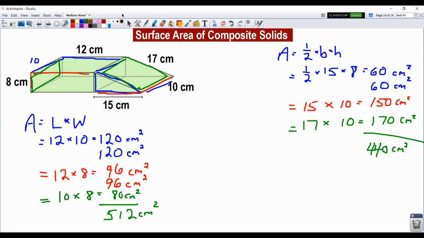So our last step, I'm going to change my ink back to blue, one of my favorite colors. Our last step, we have all of our surfaces, and we added up the ones that are getting painted on the rectangular prism and the ones that are getting painted on the triangular prism. So let's just add those numbers. We got 512 centimeters squared plus 440 centimeters squared, which gives us a total of 952 squared centimeters worth of paint if I had to paint this item.